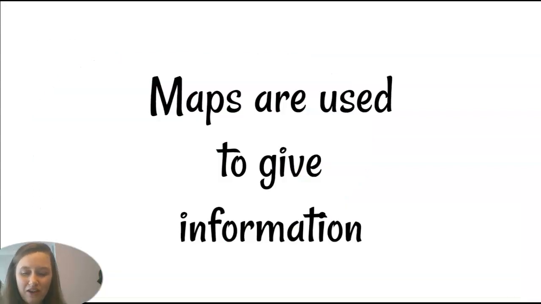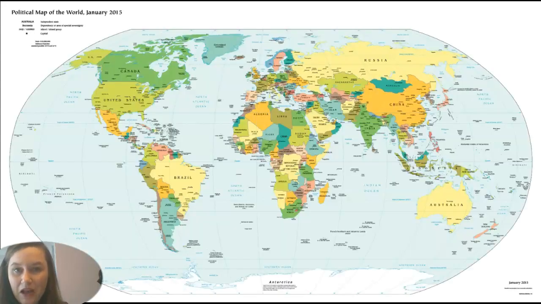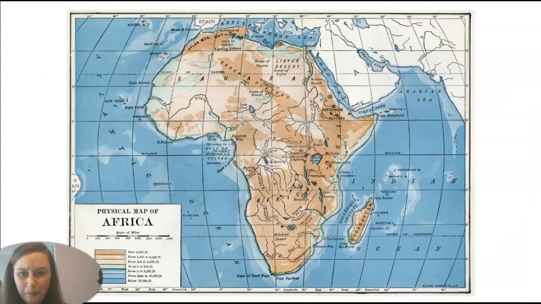Maps are used to give information. There are different types of maps that work for different types of information. You have political, physical, and special purpose maps. So this is a political map. It shows government division of land areas. So this map in particular shows country divisions. It's not going to show physical features. It's just here where the countries are. Now, this is a physical map. A physical map shows the physical features of the land, like mountains and rivers, deserts, plateaus, things like that.